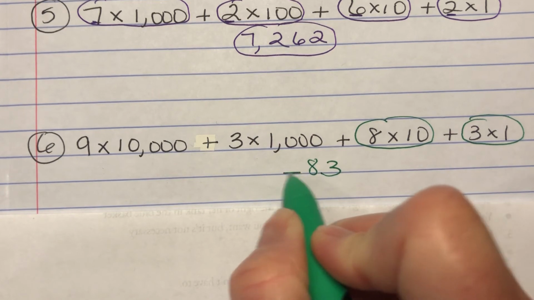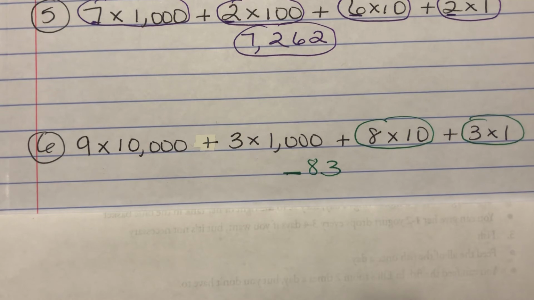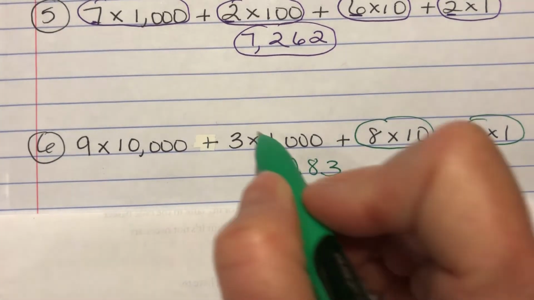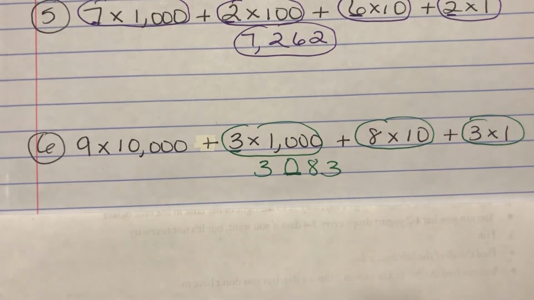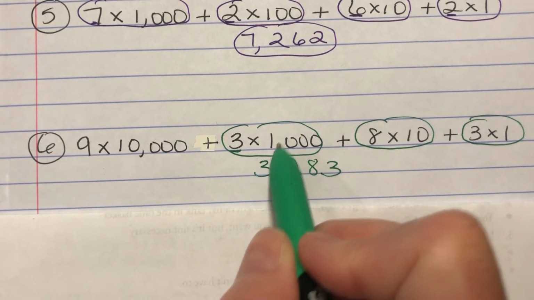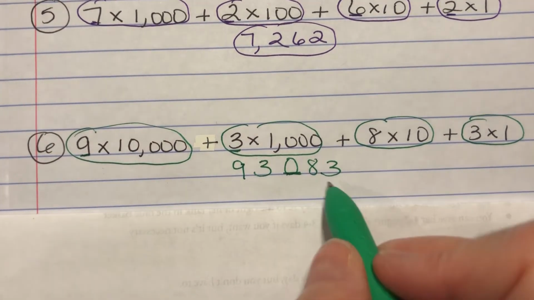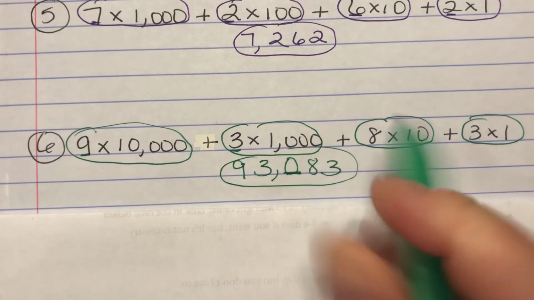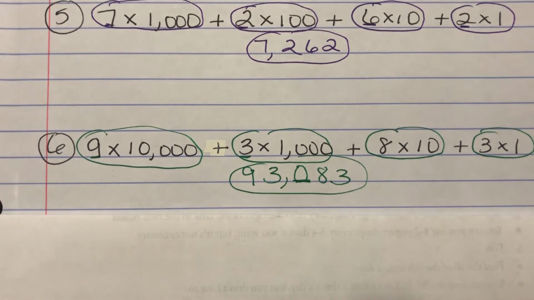Now, the next place right here is the hundreds place, but I don't see anything multiplied by 100. That means that digit must be a 0. The next thing I see is 3 times 1,000, so I need to put a 3 in the thousands place. And then up from 1,000 would be 10,000, and that's what's next here. So I would put a 9 in the 10,000s place. And then I'm going to put 1, 2, 3, a little comma right there. So this is what you should have. You need to have that 0 in the hundreds place. Otherwise it changes everything. You'd have 9,383 instead of 93,083.